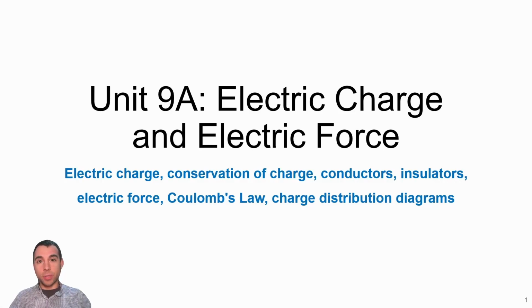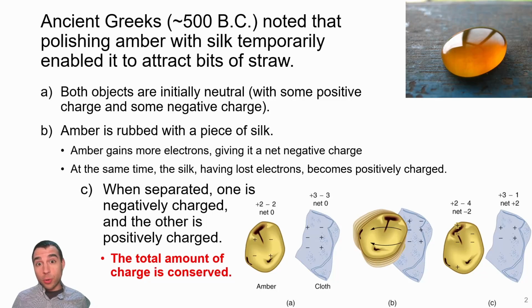Unit 9A deals with electric charge and the electric force. The effects of electricity were first noticed by the ancient Greeks, who realized that when polishing amber stones with silk, the stones would attract straw. This attraction is due to the force that electrically charged objects feel.